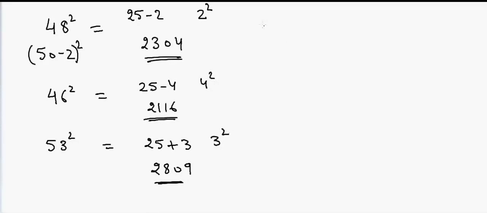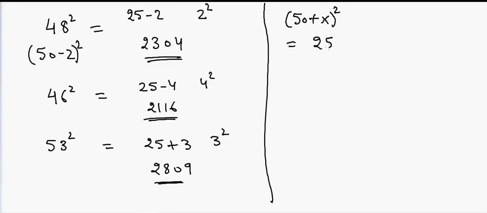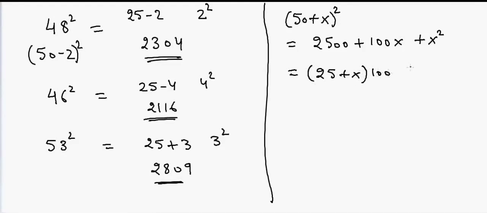How does this trick work? Let's look at the left side. If we have something close to 50, it can be written as (50 plus x) squared, and (50 plus x) squared can be written as 2500 plus 100x plus x squared, which is equal to (25 plus x) into 100 plus x squared.